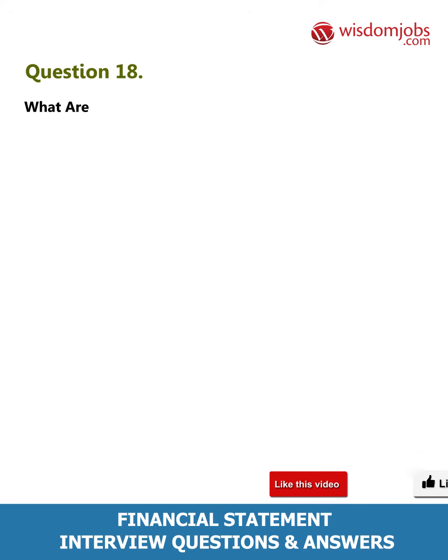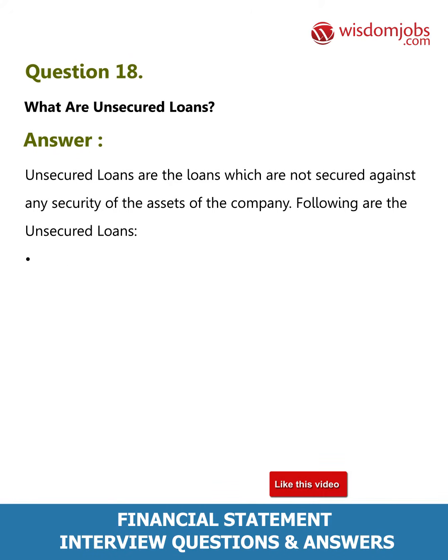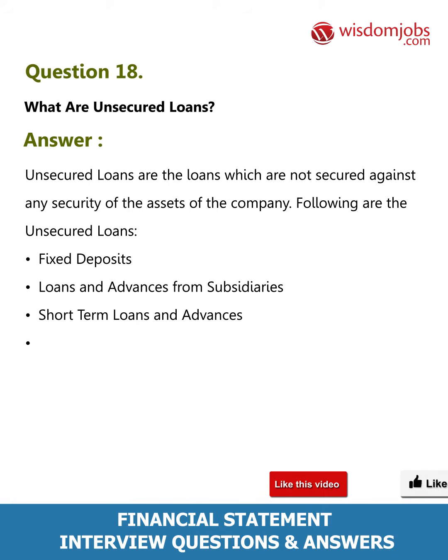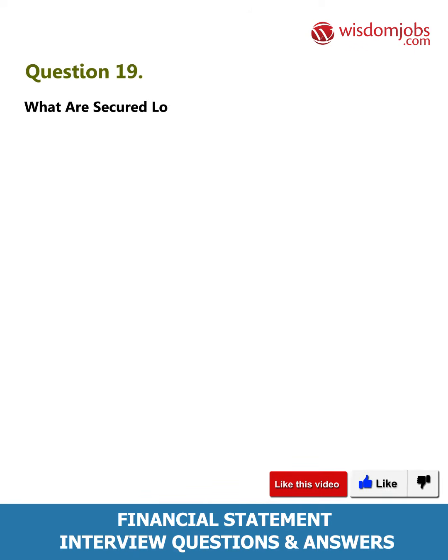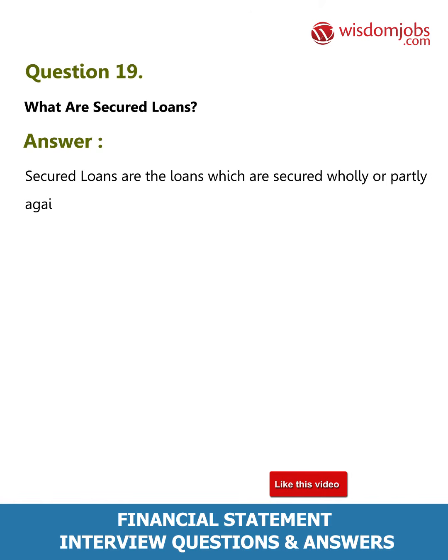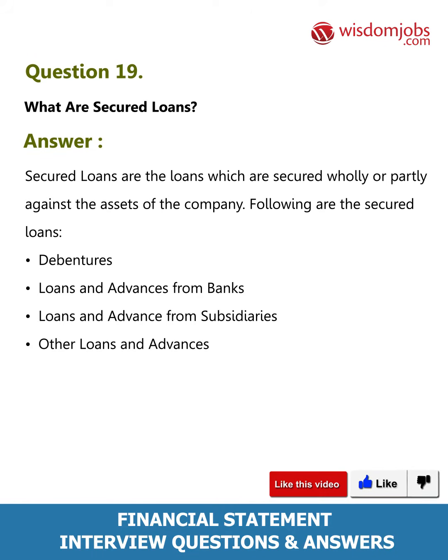Question 18. What are unsecured loans? Answer. Unsecured loans are the loans which are not secured against any security of the assets of the company. Following are the unsecured loans: fixed deposits, loans and advances from subsidiaries, short-term loans and advances, other loans and advances. Question 19. What are secured loans? Answer. Secured loans are the loans which are secured wholly or partly against the assets of the company. Following are the secured loans: debentures, loans and advances from banks, loans and advances from subsidiaries, other loans and advances.